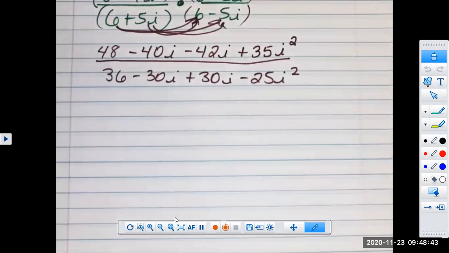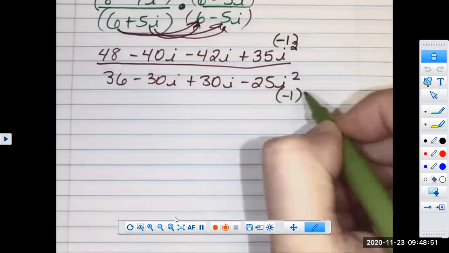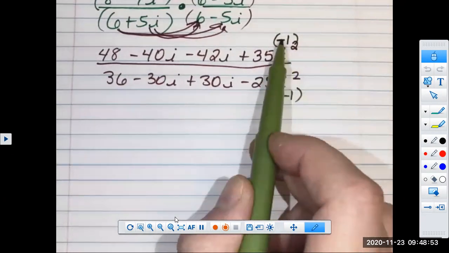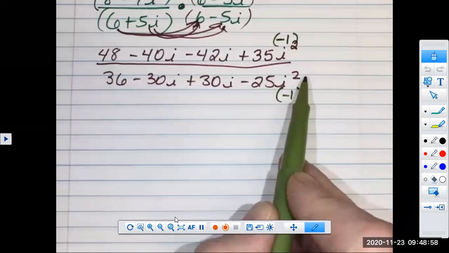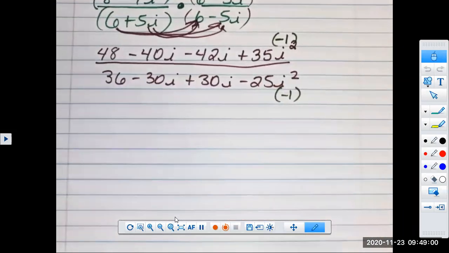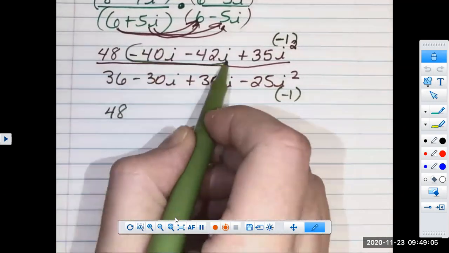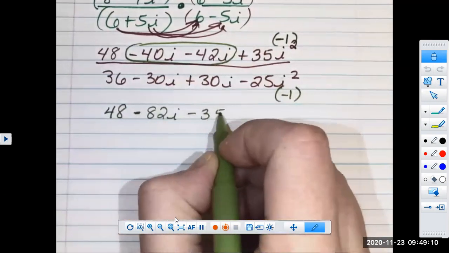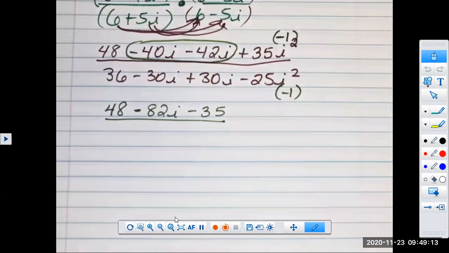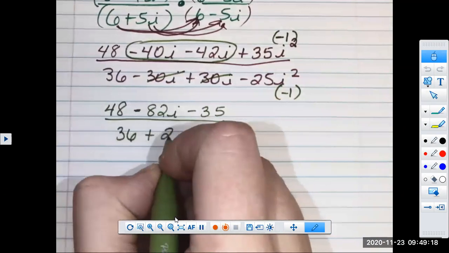Okay, combine like terms and make sure that you change i squared to -1. So this is going to become -1 and this will become -1. So notice that it's just going to make this become minus 35 and i squared goes away. This is going to become plus 25, i squared goes away. So on the top we have 40, and then when you combine like terms here, this gives you minus 82i. Then we said minus 35 at the end. All over 36, those terms go away, you're left with plus 25 at the end.